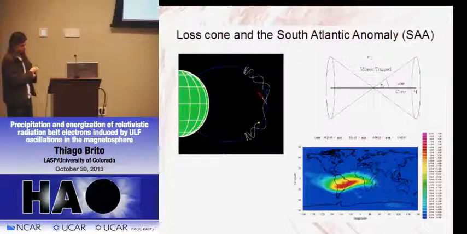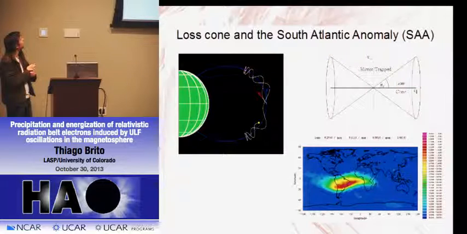Okay, so let's just introduce some more nomenclature here. I don't know if people are familiar with the South Atlantic anomaly or the loss cone, but the idea is that a particle is mirroring here between hemispheres, and the angle between the momentum and the field line is the pitch angle. If the pitch angle is small enough, like here, the particle is said to be inside of the loss cone because it gets closer to the atmosphere and then collides with the neutral particles here, and it gets lost.